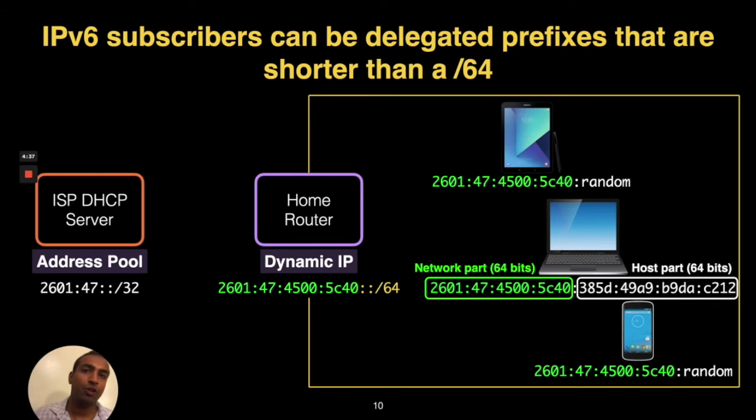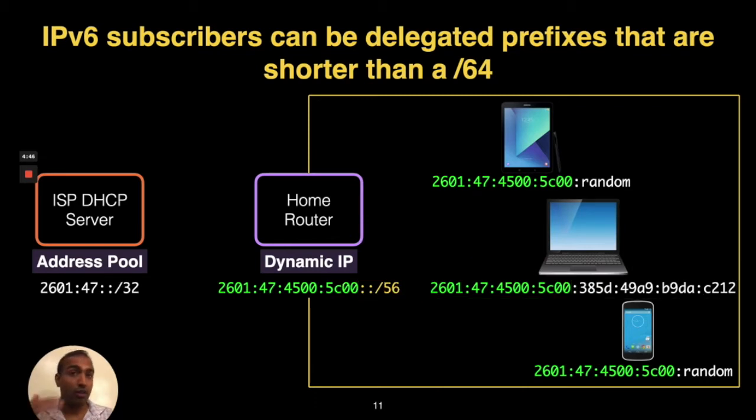Now, in this particular example, I had shown the home router receiving a /64 from the ISP's DHCP server pool. However, the considerable flexibility in IPv6 addressing means this need not always be the case. Subscribers can be delegated prefixes that are shorter than a /64 also. In this example here, the subscriber has been allocated an entire /56 prefix, and the home router has chosen the first available /64 within this /56. Now, why does this matter?